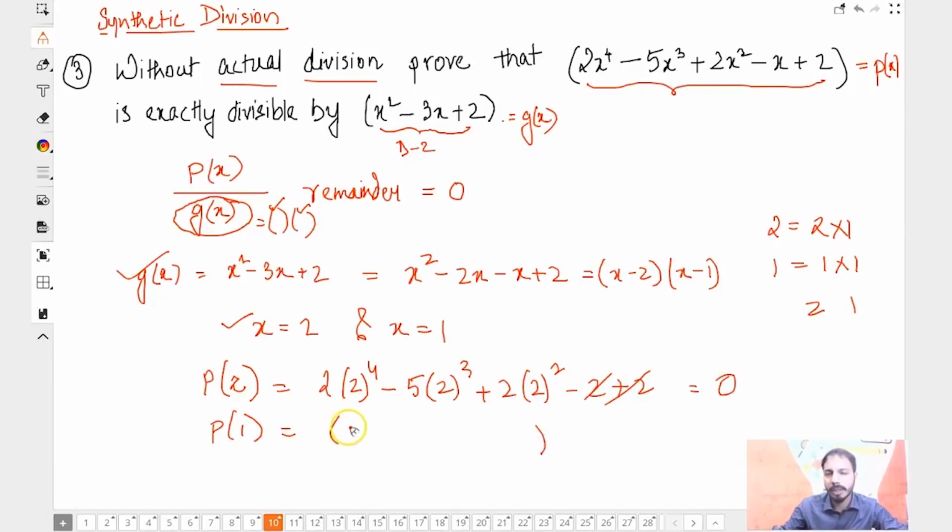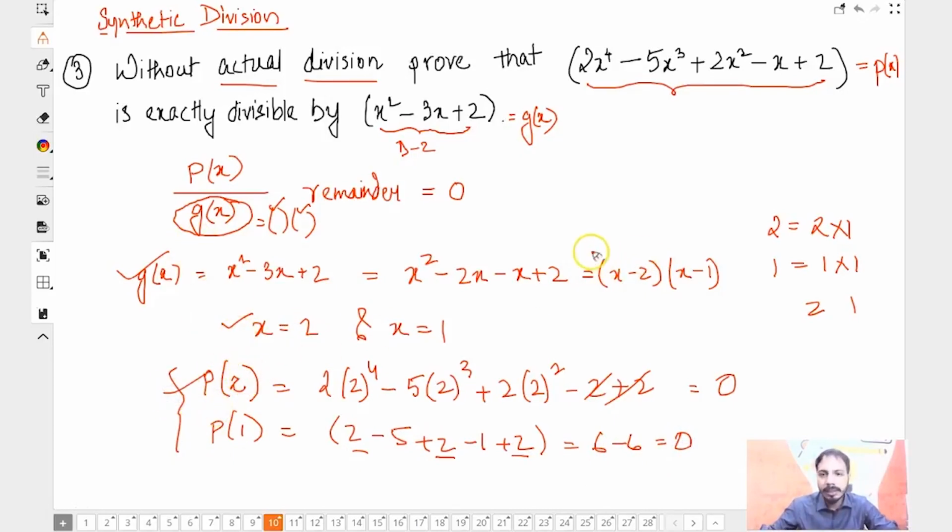Put it as 1, that means you will get 2 and minus 5 plus 2 minus 1 and plus 2. So this is 2 plus 2 plus 2, that is 6, and minus 5 and minus 1, minus 6, that is equal to 0. So in this way we can say this is divisible by this, so this is a factor, and this is also a factor. Both of them are factors. So that means g of x should be a factor.